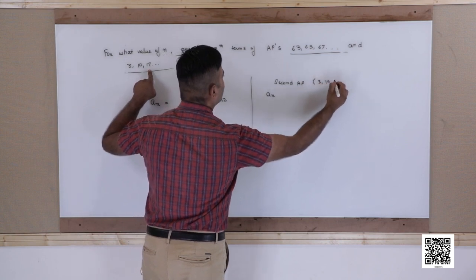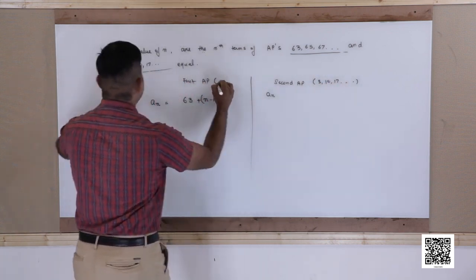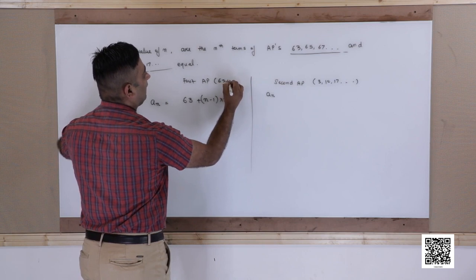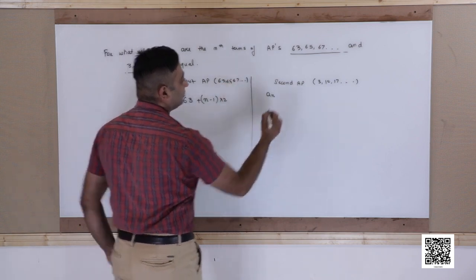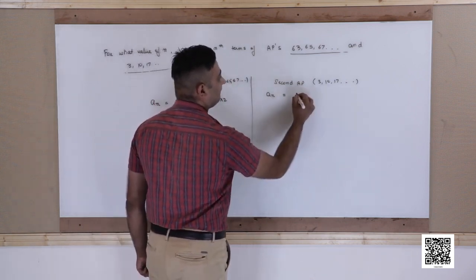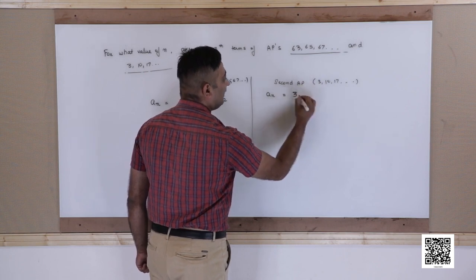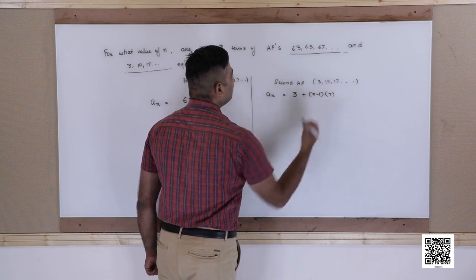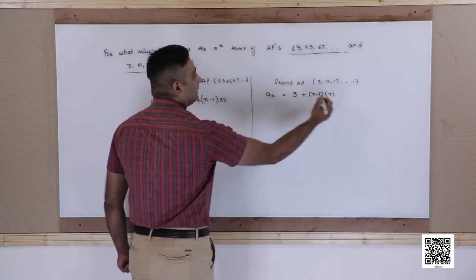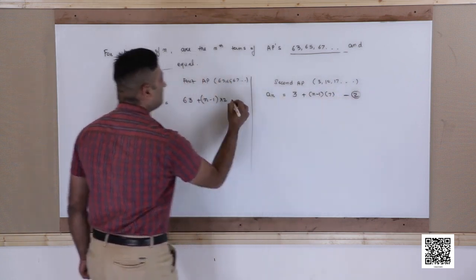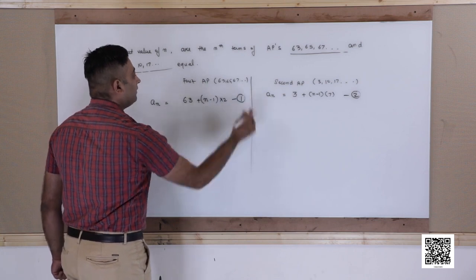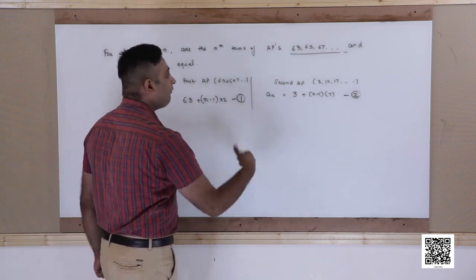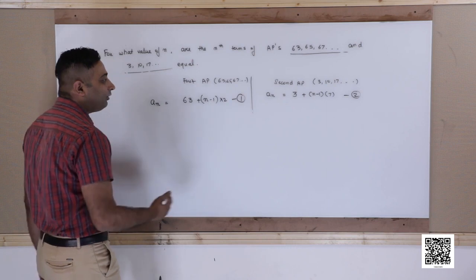This is 3, 10, 17 and so on, and this is for 63, 65, 67 and so on. So the nth term of the second AP is given by its first term a plus n minus 1 into its common difference, that is 7. Now these two nth terms are equal for one value of n. So we have to find that value of n.